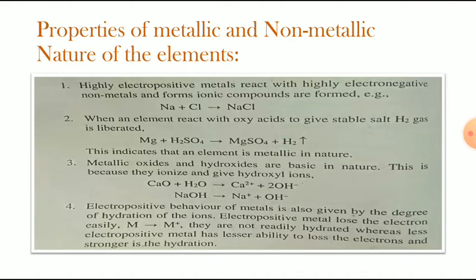Okay, now the last one. The electropositive behavior of a metal is also given by the degree of hydration of the metal ions. Electropositive metals lose electrons easily, that means M gives M+, and they are not readily hydrated, whereas a less electropositive metal has lesser ability to lose electrons and stronger hydration. So these are the properties of metallic and non-metallic nature of the elements.